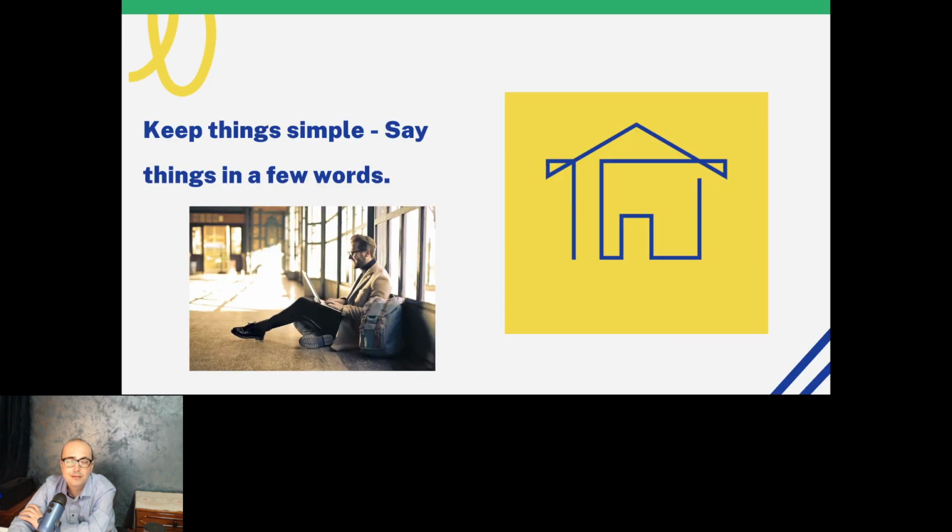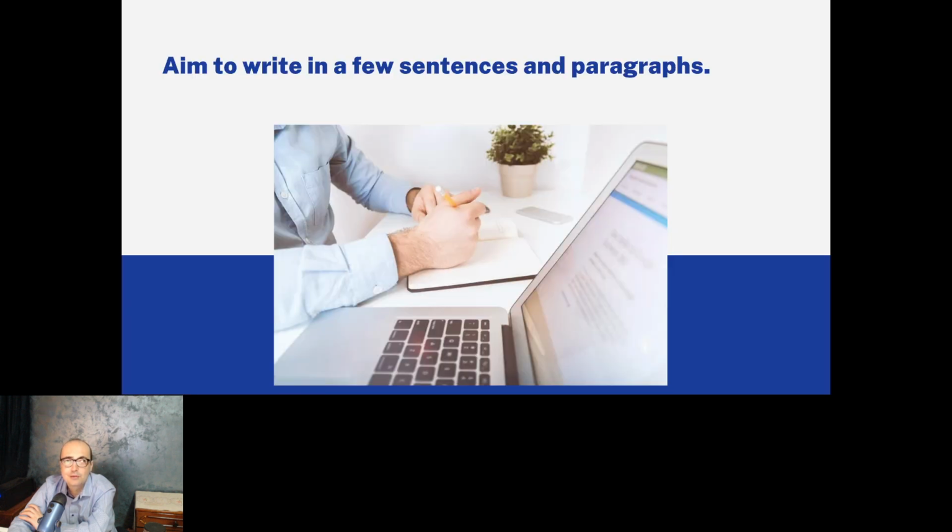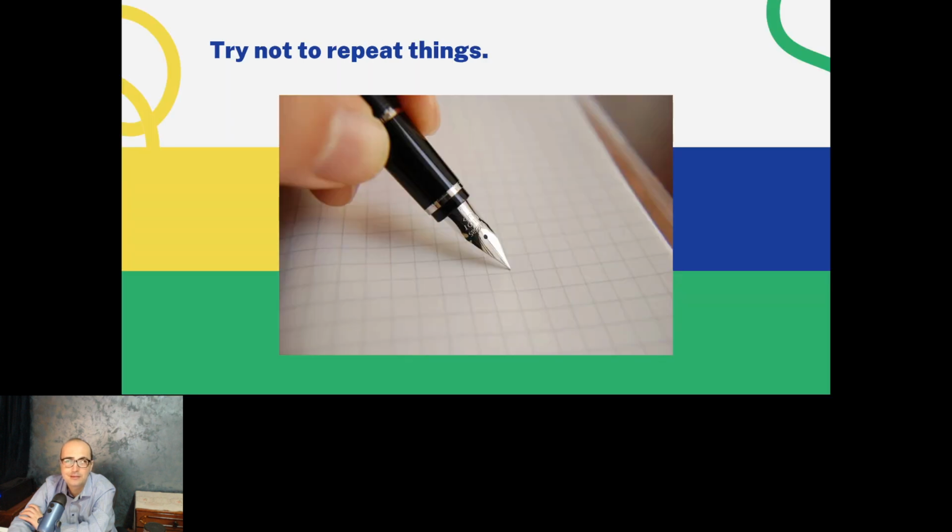You should say things in a few words. Don't try to make your article complicated. Make it simple. Use only a few words. Also, aim to write just a few sentences and paragraphs. As much as you can shorten the article, both the sentences and the number of sentences, it's better. Avoid repeating things. Try to keep things clear, and don't overemphasize things.